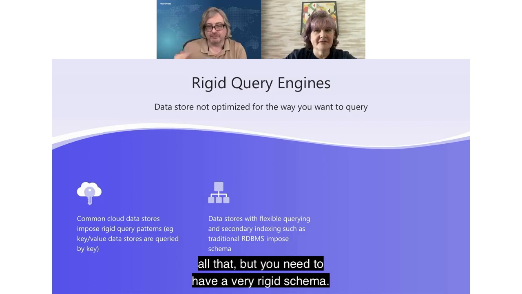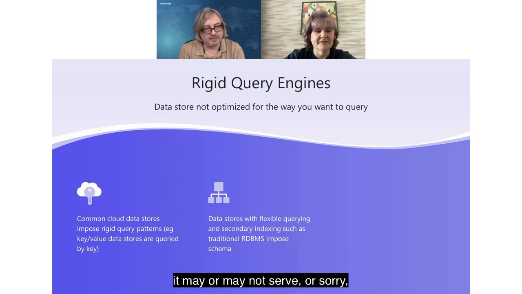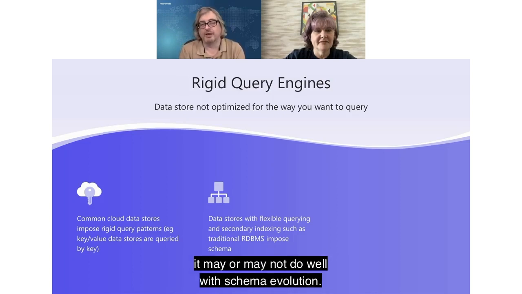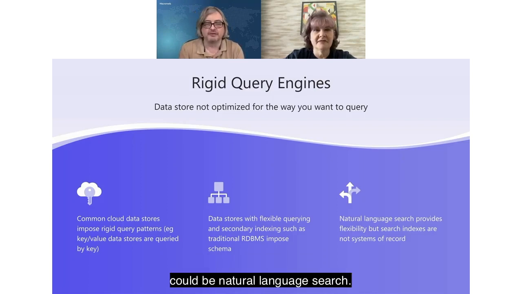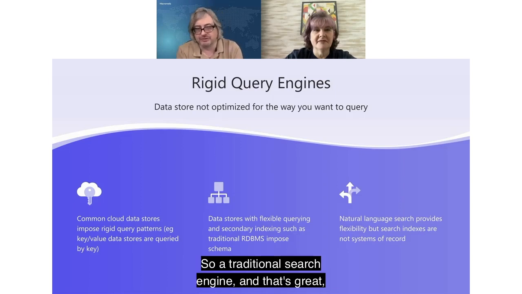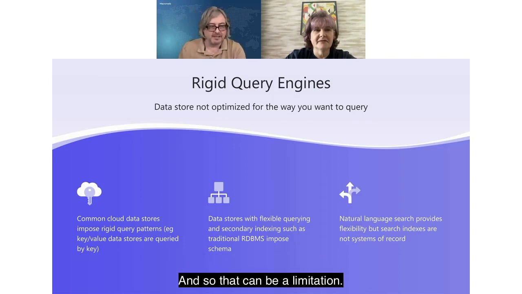But you need to have a very rigid schema, and depending on what database technology you're using, it may or may not do well with schema evolution. So for some class of applications, that's fine, but for others, it's not. And so then another solution to that could be natural language search, so traditional search engine. And that's great, but search indexes are not generally systems of record, and so that can be a limitation.